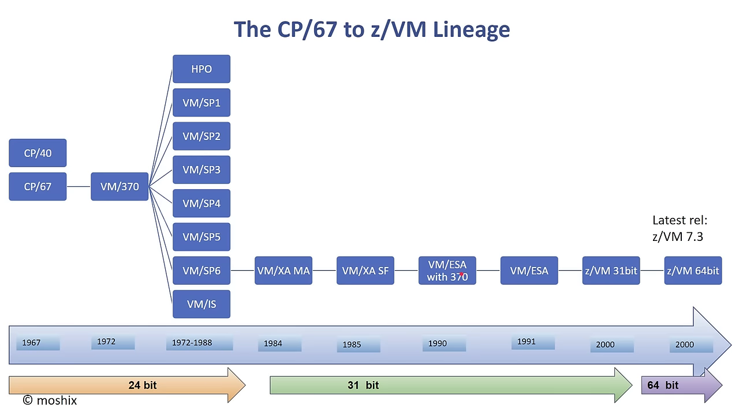Then in 1990, because ESA became available, IBM announced something called VM/ESA with the 370 feature, which was a special version of VM/ESA that would allow you to run both 24-bit guest operating systems, such as MVS SP that we saw before, and MVS XA for a while under VM/ESA on a modern mainframe from the 90s.